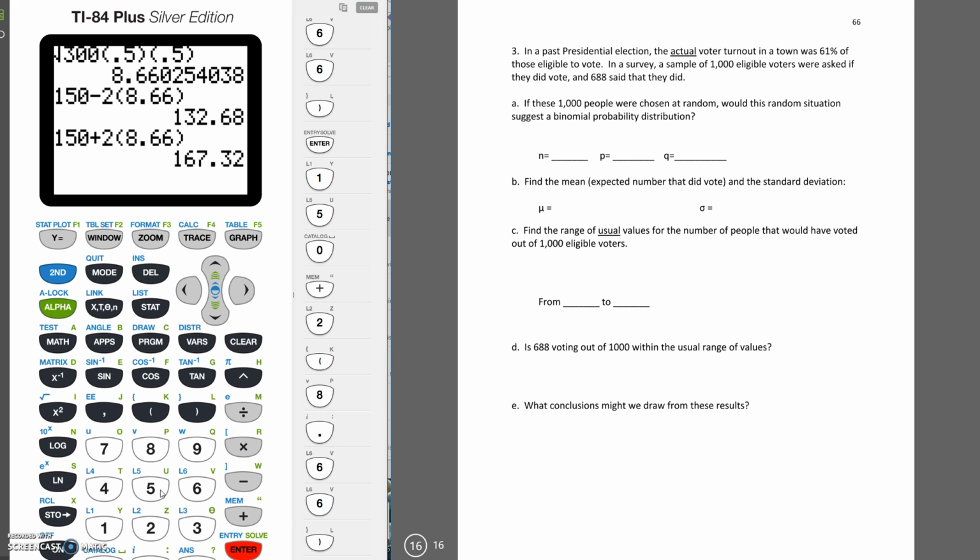Okay, so our last situation here, it says in a past presidential election, the actual voter turnout was around 61% of those eligible to vote. I should say that this is not real data from our current election. In a survey, a sample of 1,000 eligible voters were asked if they voted, and 688 said they did. So if 1,000 people were chosen at random, would this random situation suggest a binomial distribution? So we're doing a survey of 1,000 voters, and we know that 61% of people voted, so the probability of someone voting would be 0.61. Q would be 1 minus 0.61.